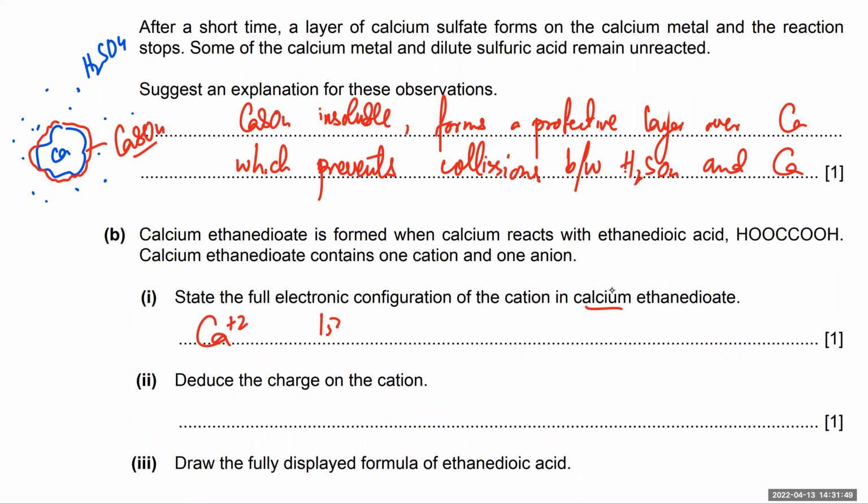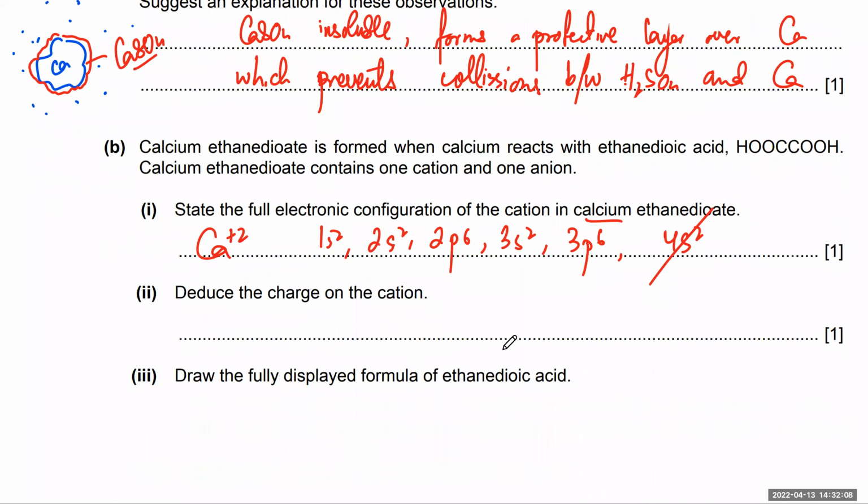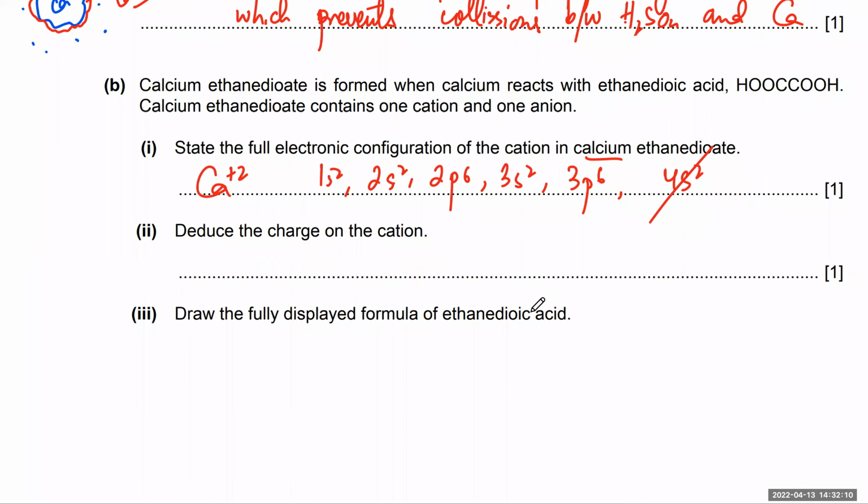So 20 would be 1s2, 2s2, 2p6, 3s2, 3p6. Up here 4s2, that's 20. But since it's 2 plus, the 4s electrons, the outermost electrons, are gone. Deduce the charge on the cation calcium, so it's obviously +2. Deduce the fully displayed formula of the ethanedioate ion.